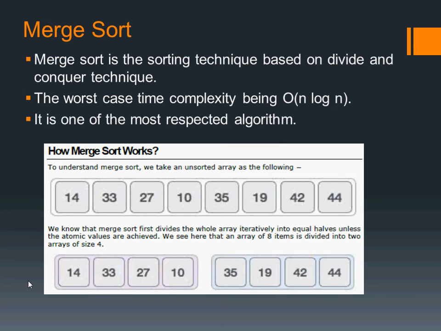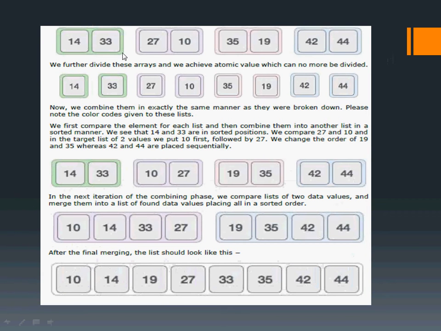So first it will be divided into two. 14, 33, 27, 10 will be one subset, and 35, 19, 42, 44 are the next subset. Okay, so again divide each subset into two, that is this one, this one, this one, this one. So again divided 2, 2, 2. So each element will be in a single subset. So I have to merge them, merging by sorted order.